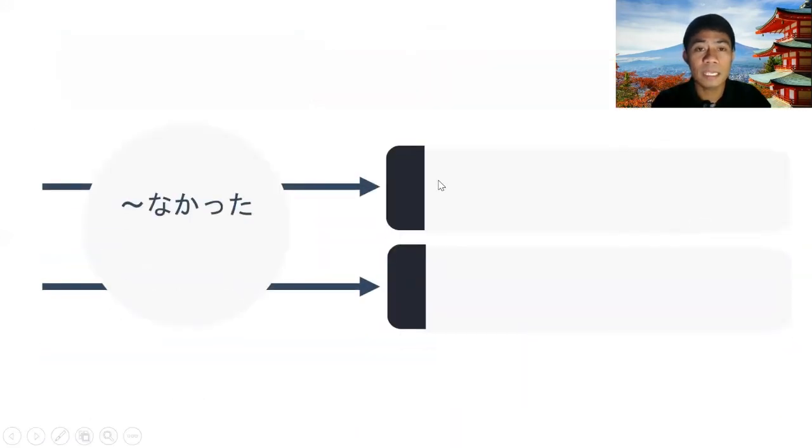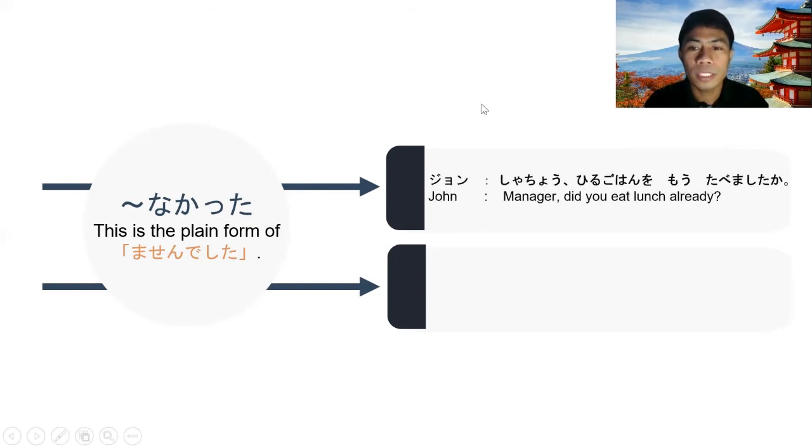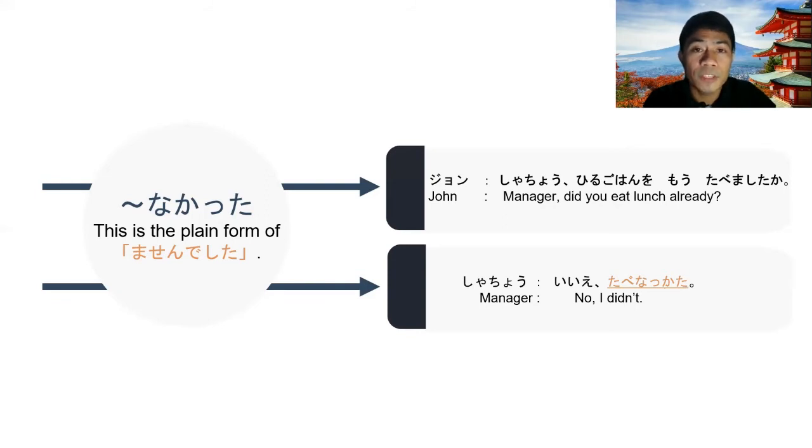Our next topic is nakatta. This is the plain form of masen deshita. Nakatta and masen deshita have the same meaning. The only difference is that masen deshita is in polite form. Example, John: Shacho, hirugohan mou tabemashita ka? Manager, did you eat lunch already? Shacho: Ie, tabenakatta. No, I didn't. You can see the plain form tabenakatta used by the manager to John because John is someone younger or inferior.